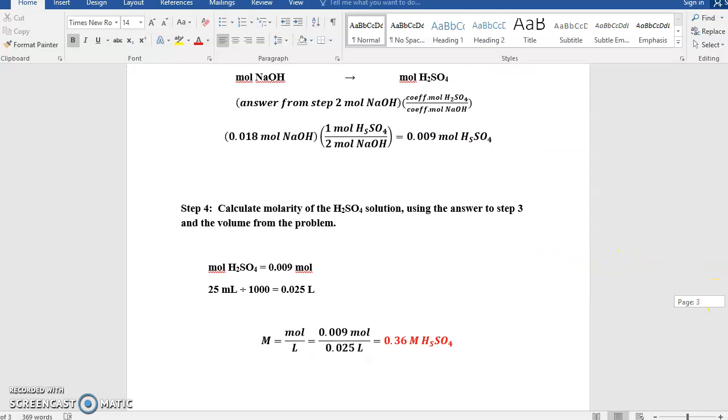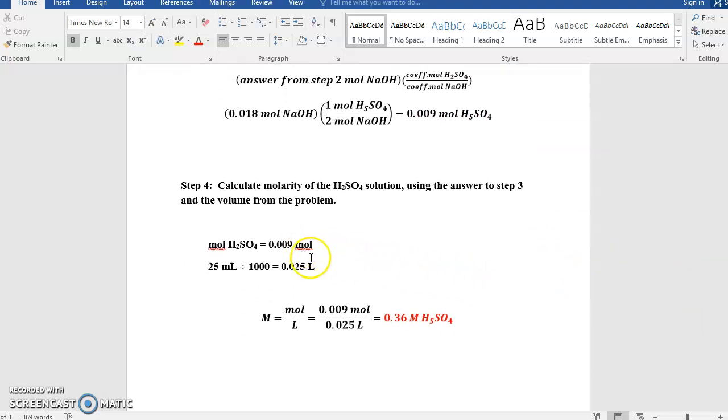And then finally, to calculate the molarity, it's moles divided by liters. We're told we had 25 milliliters. We need to convert that into liters. So 25 milliliters divided by 1,000 is 0.025 liters. And then we take the moles divided by the liters, 0.009 moles, which we got from up here, divided by 0.025 liters is 0.36 molar H2SO4, and that's our final answer.